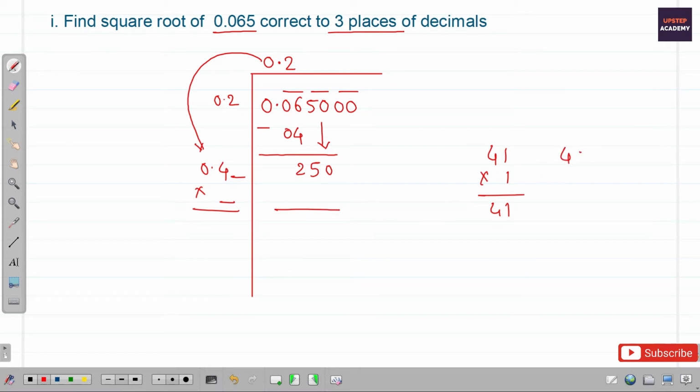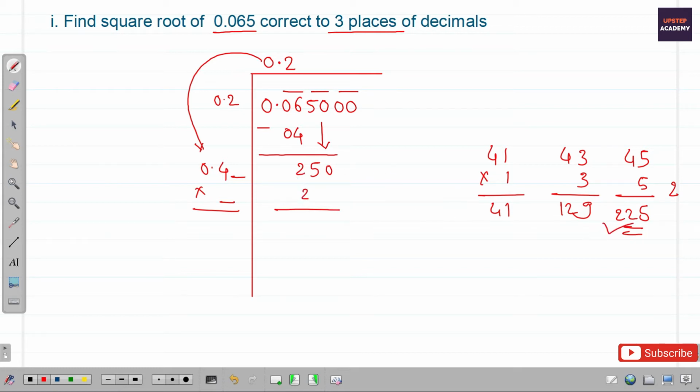Let me check with 4. 43 into 3 is 9 and 12. This is also quite less than the required number. Let me check with 5. 45 into 5 is 5 into 5, 25, 20 plus 2, 225. Okay, I think this number will fit over here, because if we do 46 into 6, that will go beyond this 250, and we want a number either equal to or less than 250. So 225 is the correct choice.